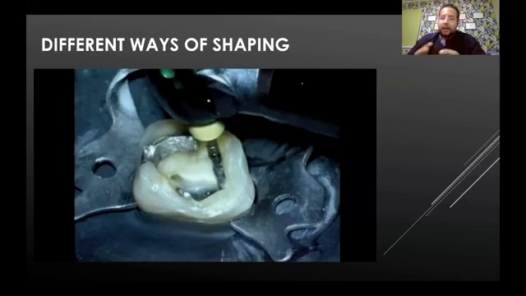Okay, what happens during resistance is the accumulation of debris. The accumulation of debris prevents the file from advancing further in the canal. Let's see how Dr. Wael does it.